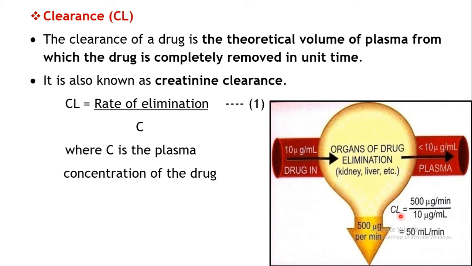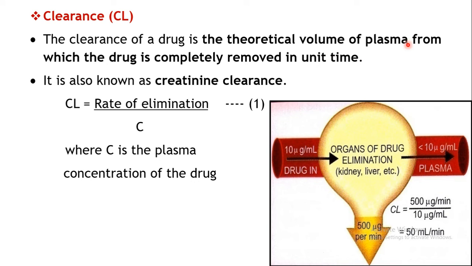Okay, so this is how you can calculate the clearance, rate of elimination divided by the plasma concentration. So it is 500 micrograms per minute divided by 10 micrograms per ml. So it comes out to be 50. Micrograms will get cancelled, ml will go into the numerator, and it is per minute. So it will be 50 ml per minute. Clearance is 50 ml per minute, that is per unit time, that is per minute, 50 ml.